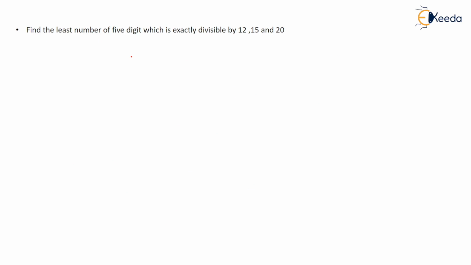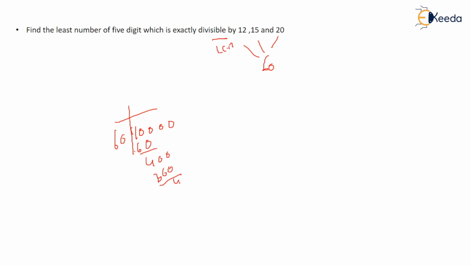So here they ask you the least 5-digit number which is exactly divisible by these. Divisible means LCM. The LCM of 12, 15, and 20 comes out to be 60. So what is the least 5-digit number? 10000. So dividing it by 60, 60, minus 40, 360, again 40. Okay, this one comes and one comes.